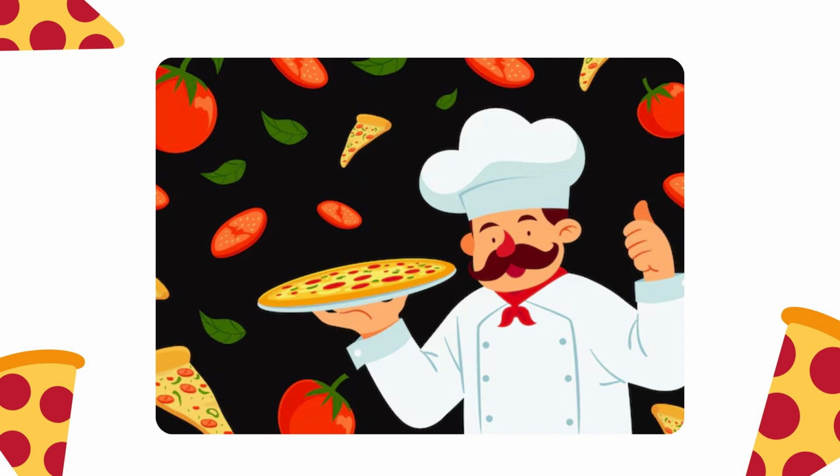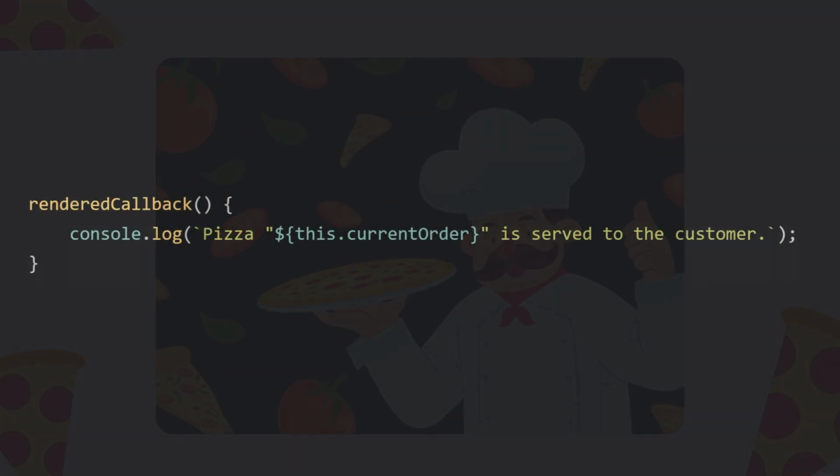Now, let's understand rendered callback. The pizza is baked and served to the table. You ensure that everything is perfect. This hook is called after the component is rendered in the DOM. It is used to manipulate the DOM or perform post-render action. In rendered callback, you are garnishing the pizza or double-checking the table setup. Here is an example.